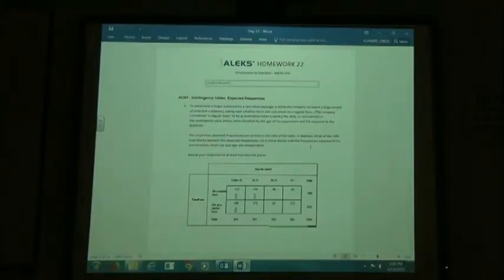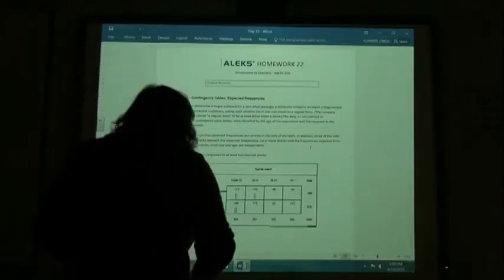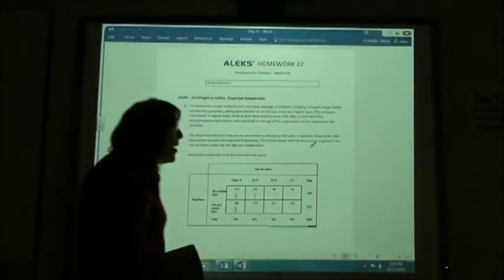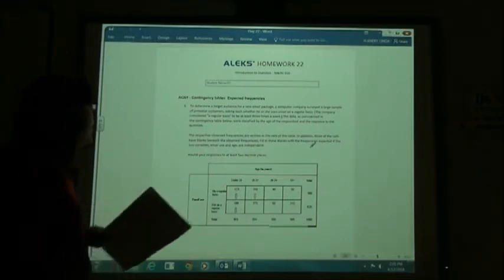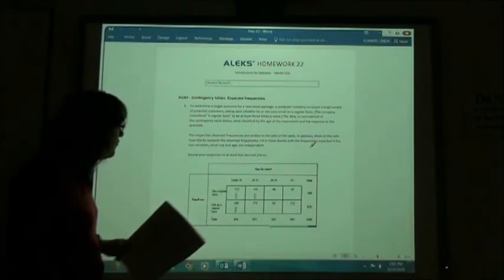All right, homework 22, this is chapter 11. Chapter 11, we only have 3 kinds of problems. The end ones might be a little longer. But first of all, they're going to have us fill in a contingency table based on what the expected frequencies are.